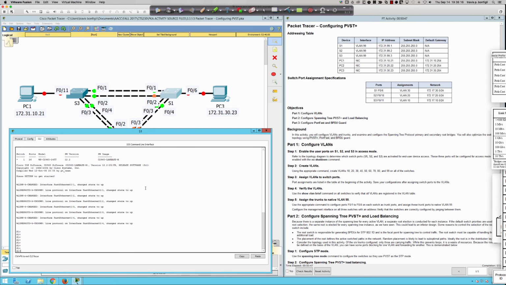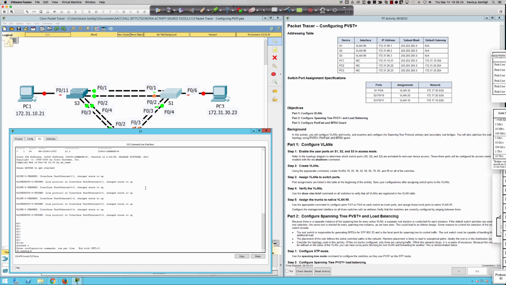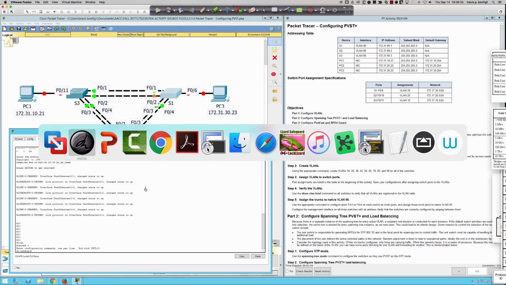So I'm in user exec at the greater than prompt. I'm going to type enable to get into privilege exec from user exec. We're going to go into global config, and I'm going to create the VLANs. Now, here's how you would create VLAN 10, 20, 30, 40, 50, 60, 70, 80, and 99 in the real world.